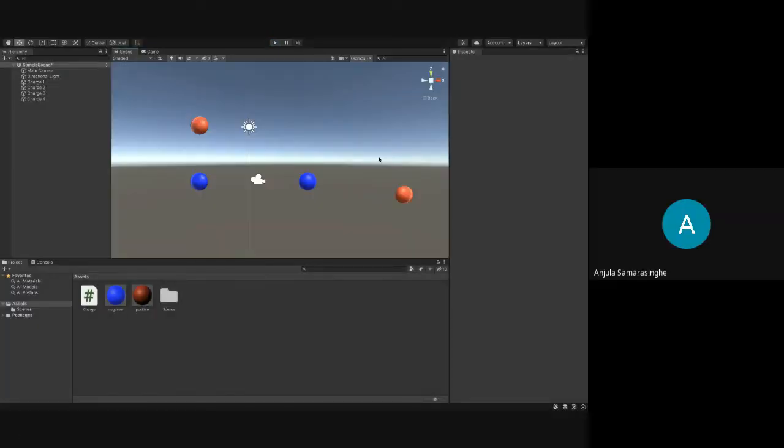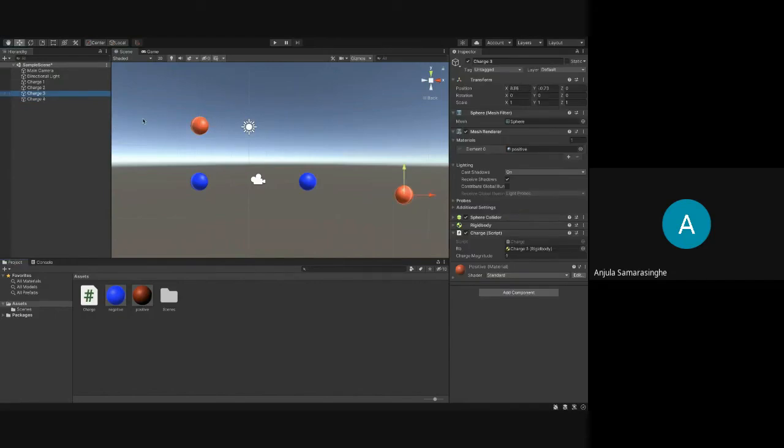That is the small simulation I created. I'm going to link the GitHub repo in the description, so you guys can take a look at the code, and you can play with the code. You can try adding multiple charges with different magnitudes.